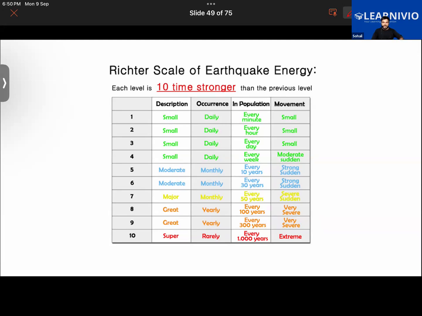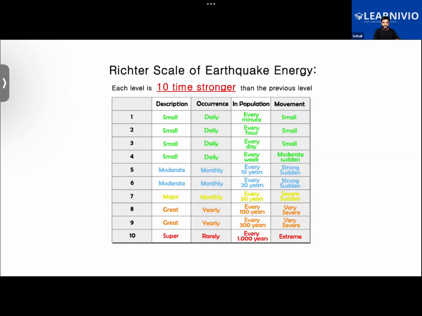Similarly, you can look at other earthquakes, like those with magnitude 2, 3, and 4. They will also be occurring on a daily basis. This data is not really that important, but the important thing is the earthquakes of magnitude 5, 6, 7. The movement will be strong and sudden, and these will be destructive. Earthquakes with magnitude 7 and above will be highly destructive.